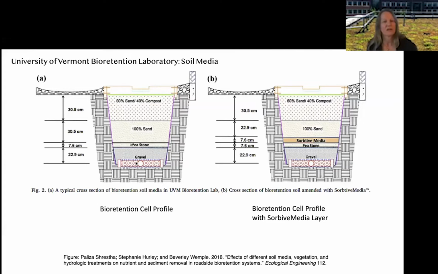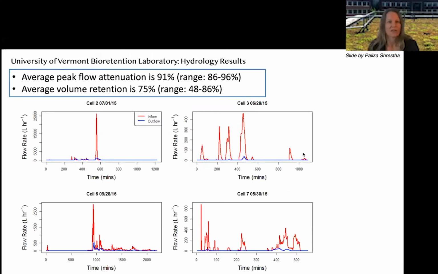So we use ISCO auto samplers to capture and sample the influent runoff from the road through the curb cut, and the effluent comes through this perforated underdrain, and we sample at the outflow. The second image here just shows that in two of our bioretention cells in the original study, we put sorptive media, a 3-inch layer of this proprietary material to try to trap phosphorus, displacing 3 inches of sand from the first cross section.